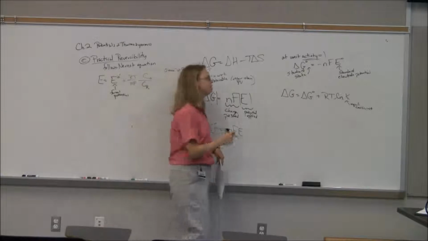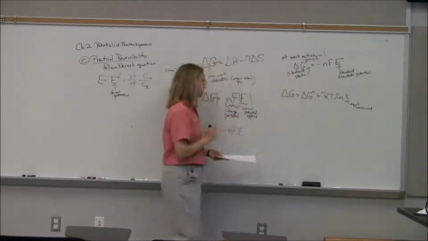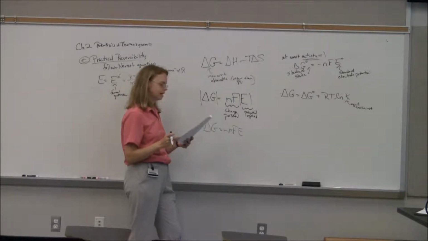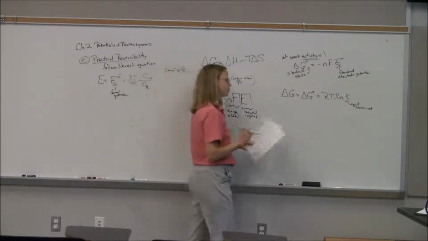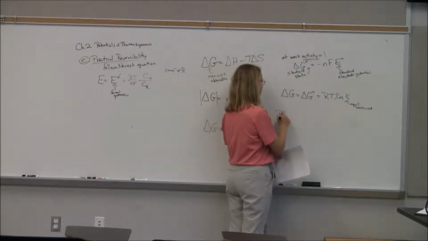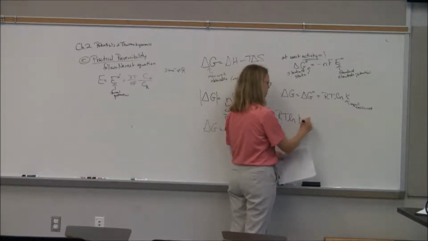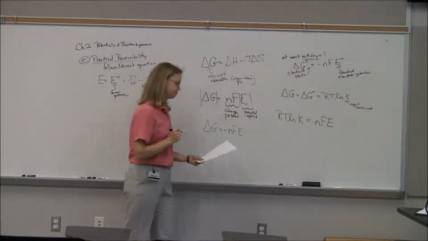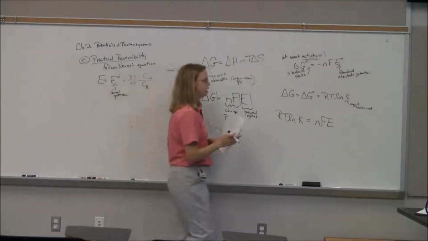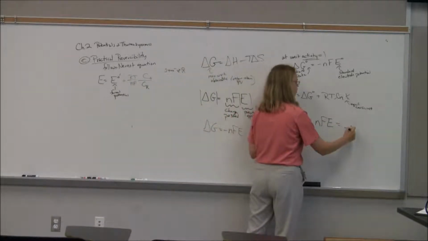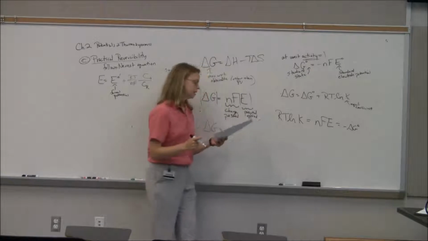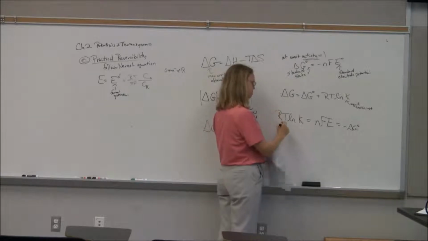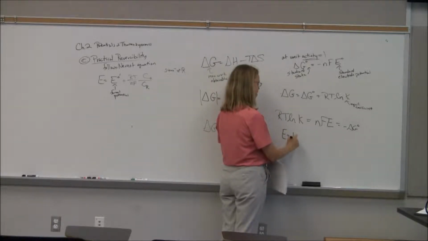Okay, so we have two definitions for delta G. Yes, two definitions for delta G. And we can make them basically equal to each other. And if we were going to do that, we would end up with this. That actually ends up getting you the reaction equation. So we kind of go from there.